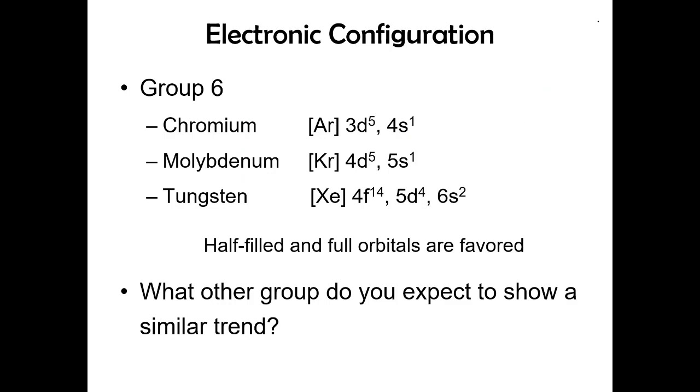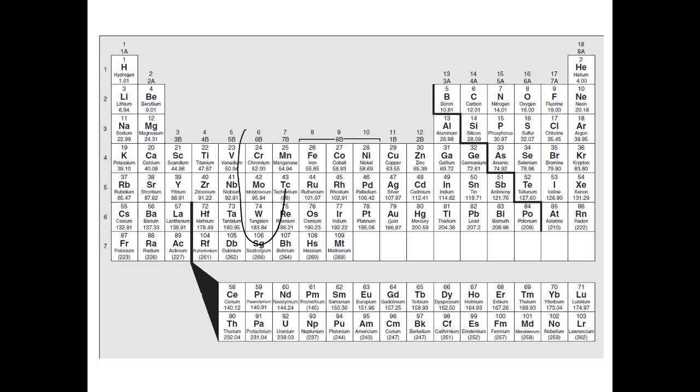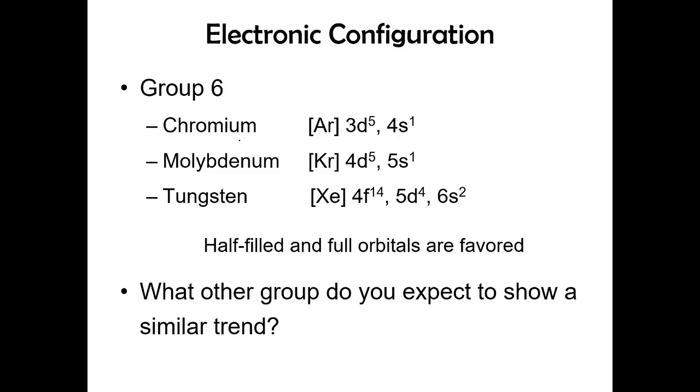Let's take a look at some of the more important exceptions for electronic configuration. We have group 6, which is chromium, molybdenum, and tungsten. Let me go back and show you, those are the ones. Of course, for the ground state, we would expect 3d4 and then 4s2, but that's not the case. The reason chromium and molybdenum do this, and take a look, tungsten does not. So there's an exception within the exceptions.